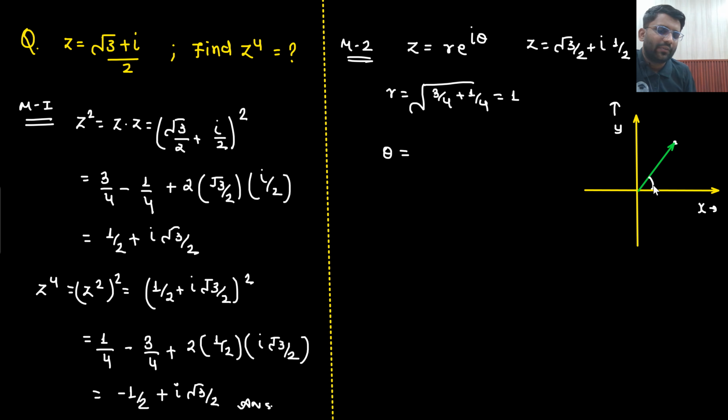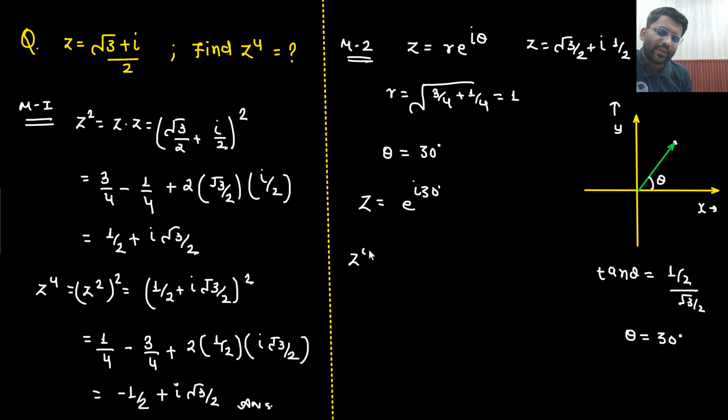Now I guess you are comfortable even without making the diagram. y by x, so 1 by 2 divided by root 3 by 2. So tan theta equals 1 by root 3. So theta would be equal to 30 degrees. So what number are you getting? The number is coming out to be r equals 1, e to the power iota 30 degrees. What are you supposed to calculate? z to the power 4. So e to the power iota 30 degrees multiplied with 4. So what will be the answer? e to the power iota 30 into 4, which is 120 degrees.